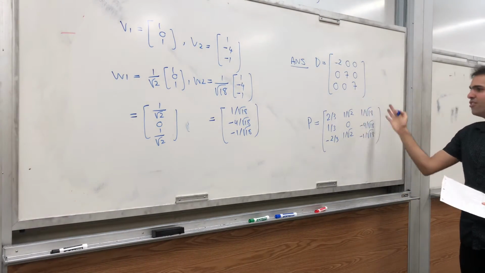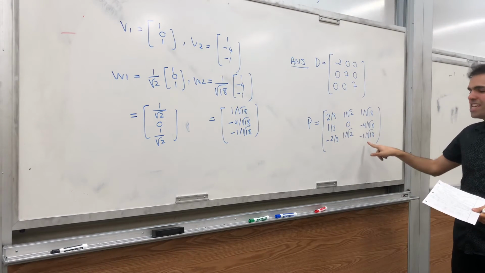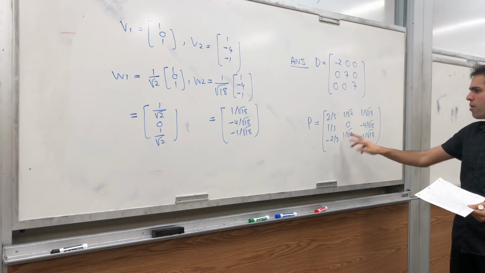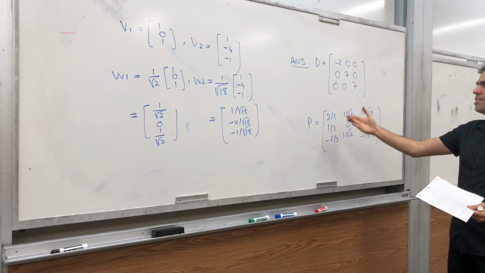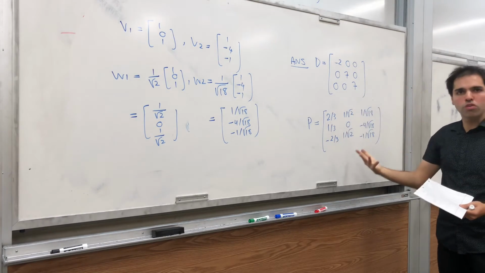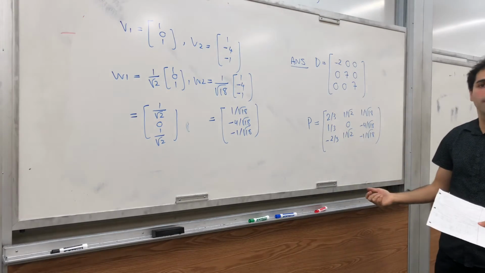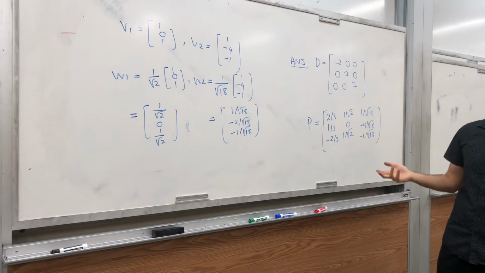And notice, if you check this, indeed, the columns of P have length 1, and moreover, they're perpendicular to each other. So indeed, P is a matrix whose columns are orthonormal, and that's just the definition of an orthogonal matrix. So indeed, P is orthogonal. How beautiful is that?